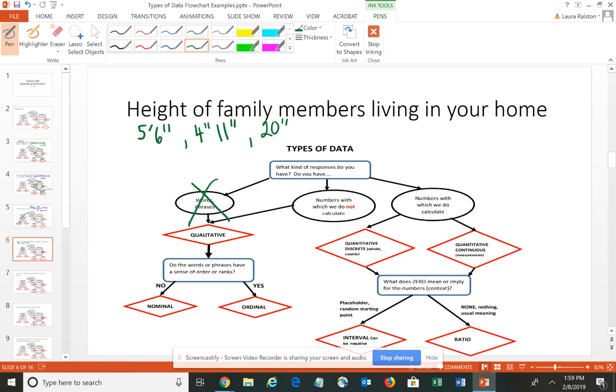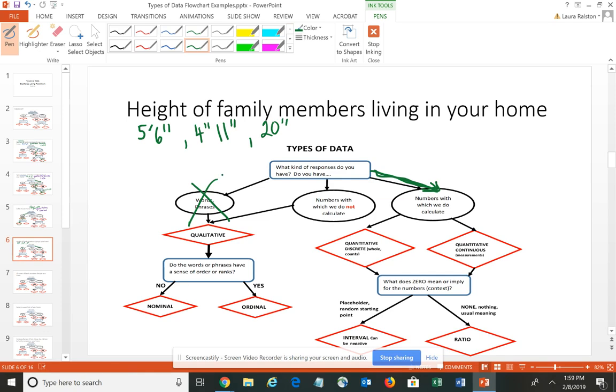Then I have to think about, with numbers, am I going to calculate with these numbers? Could we find the average height of your family members? Or could we think about who's taller or who's shorter? How much taller is one person than another? And we can. So we have numbers with which we would calculate. Then we need to decide, we know it's quantitative because it's numbers. Is it discrete or continuous?